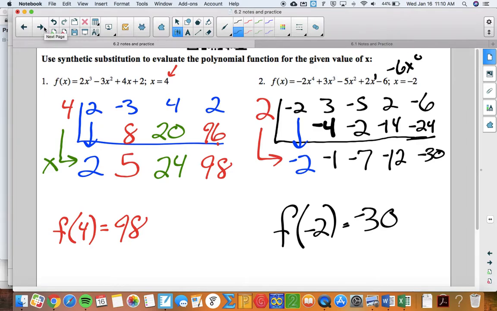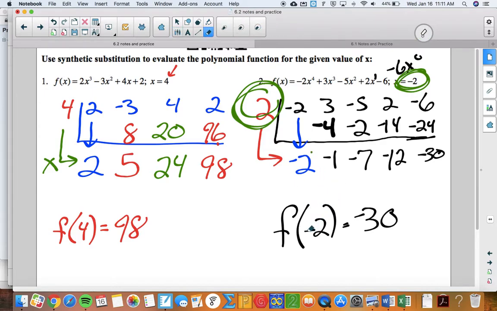Oh, I got my work on me, and I did it on paper. Let's get this taken care of. Oh! That's silly. You guys see it? Darn it. So this was supposed to be a negative 2 right here, and what did I do? 2. I bet if you plugged in 2, you'd get negative 30. Sure enough, I wrote down negative 2 right here, but that's not true. F of 2 is negative 30, if I did my math right.